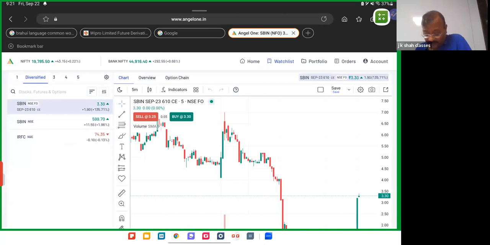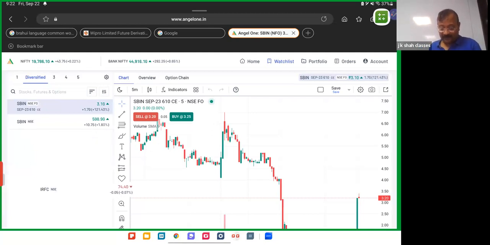This is the trading screen. Now let us say SBI shares. What was the price? SBI shares 587.9. Now if you check the left hand side of my screen, unfortunately I can't enlarge this, but on the left hand side you can see SBI IN NSE F&O September 23 610 CE.